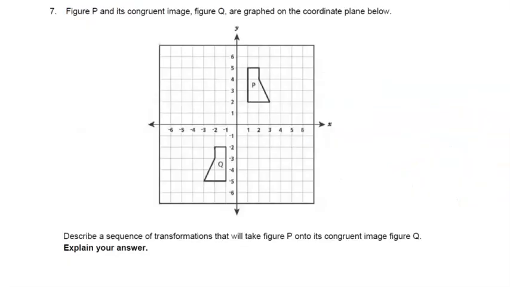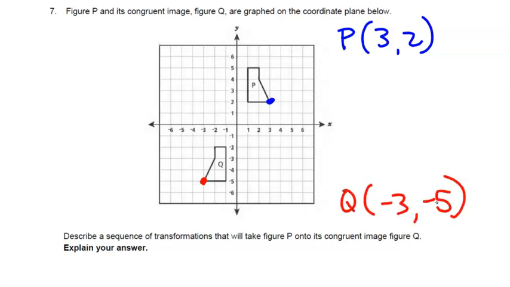Question number 7. Describe a sequence of transformations that will take figure P onto its congruent figure Q. So I'm going to find a point here that I can easily match to its corresponding point there. My original point, I'll call it P, is 3, 2, and I want to get to my final point, which I'll call Q, which is -3, -5. And I need to figure out 2 moves that will get me there. So I'm going to change this point somehow to get a new point, and then I'm going to change that point somehow to get this red point.